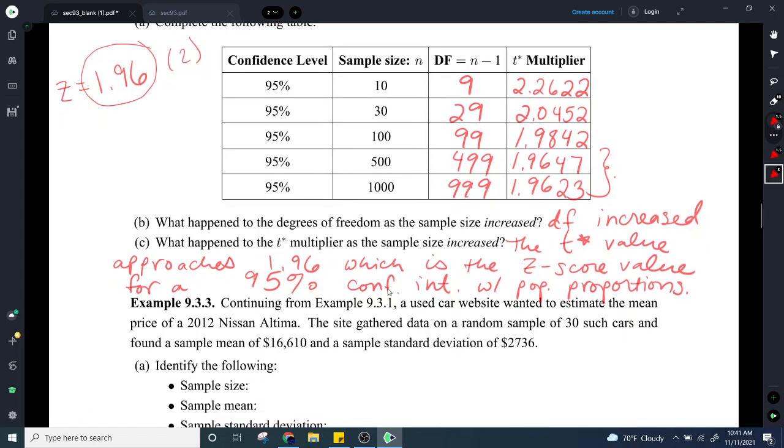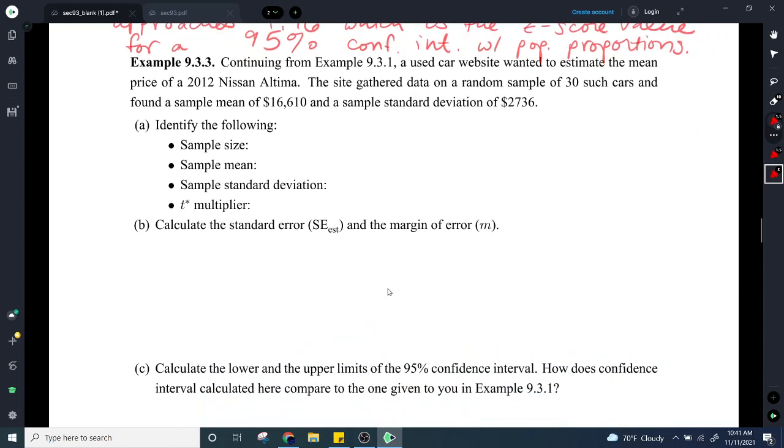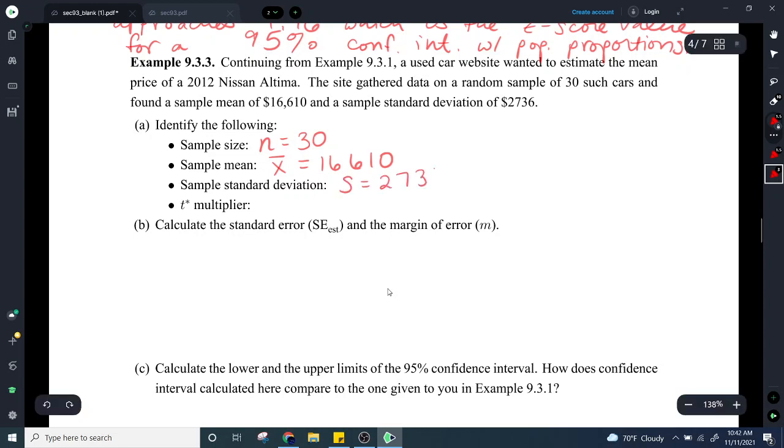All right, so continuing with our example with the Nissan Altimas. A used car website wanted to estimate the mean price of a 2012 Nissan Altima. The site gathered data on a random sample of 30 such cars, found a sample mean of 16,610 and a sample standard deviation of 2736. So identify the following. What is our sample size? That should be pretty easy by now. n is equal to 30. Our sample mean, the symbol for that would be x bar, and so that was the 16,610. And then the sample standard deviation, which would be lowercase s, is 2736.